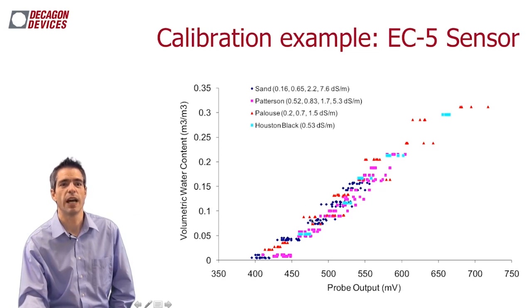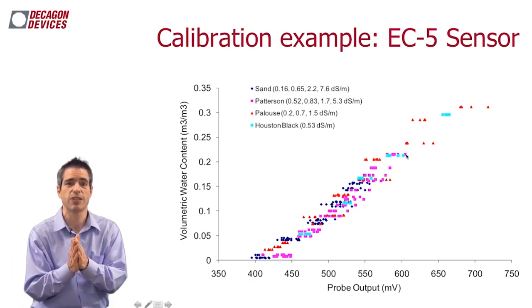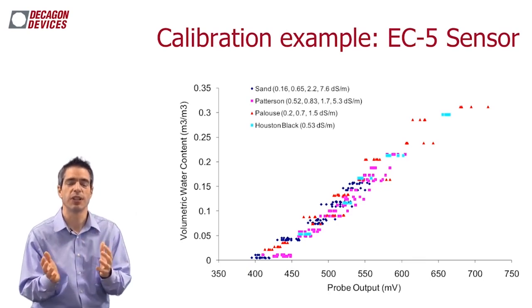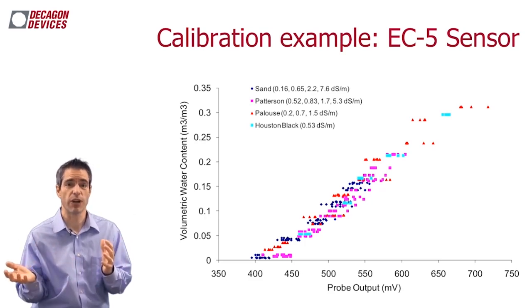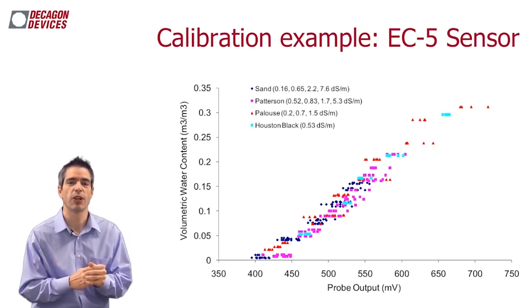Now, here we have several different soils. We have a Houston black clay, which is a very heavy clay, highly charged clay. We have a Palouse silt loam. We have a Patterson sandy loam, and just a fine sand here. We put them all into this graph to show you a little bit of the relationship you can expect when you put a lot of these soils together, and look at their different relationships between the sensor output of a frequency domain sensor and the volumetric water content. We can see that we have a fairly good relationship.